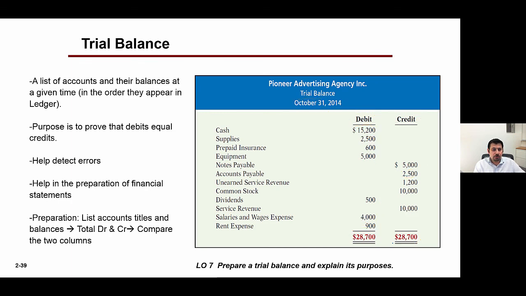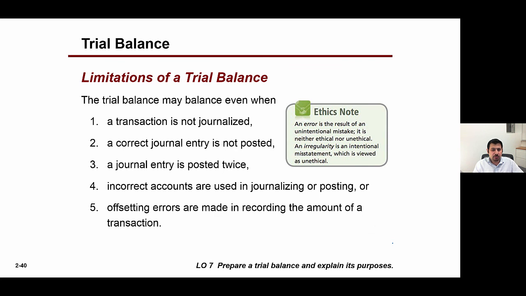However, the trial balance is not foolproof in that it may balance even when there are certain mistakes. Let's say that you forgot to include the whole transaction. Still, the total debits will always be equal to the total credits. Or if you credit the wrong account or you debit the wrong account, as long as total debits is equal to total credits, the trial balance will still balance.